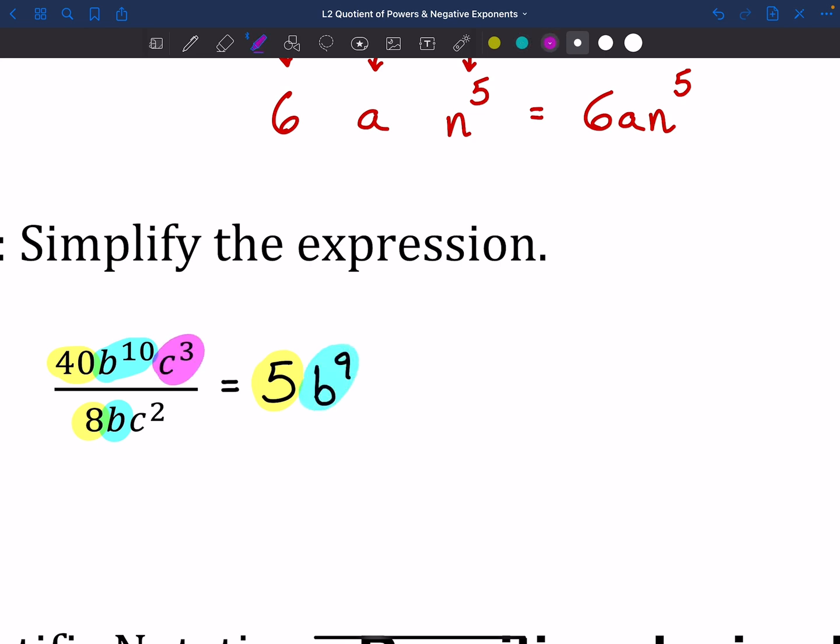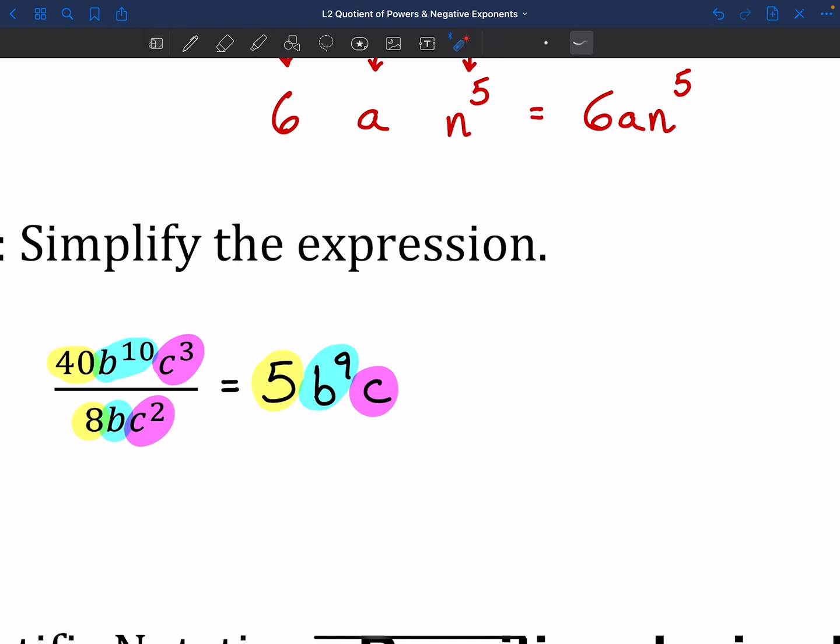Last but not least, we've got c to the third and c squared. If I have 3 up top and 2 on the bottom, 3 minus 2 leaves me with a single c, and again, the 1 is optional. So 5b to the 9th, c, is what we're trying to get to. And again, hopefully that doesn't seem so bad. We're just subtracting the bottom number from the top number when they've got exponents.